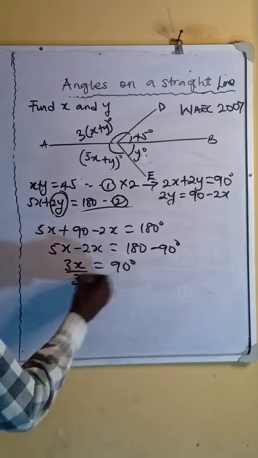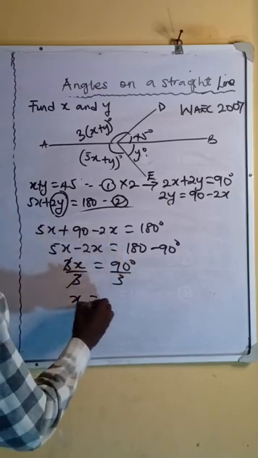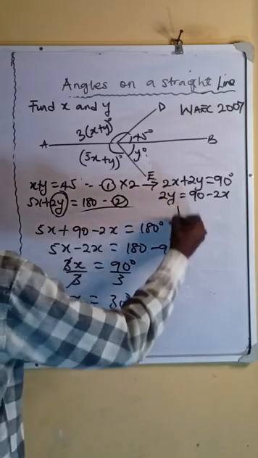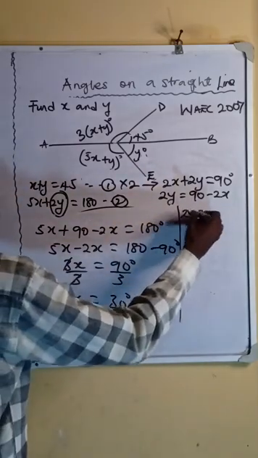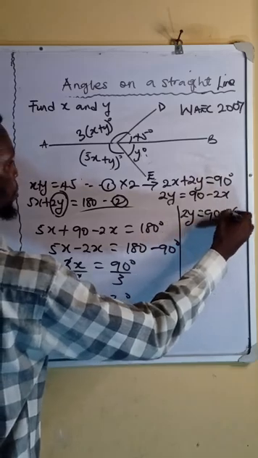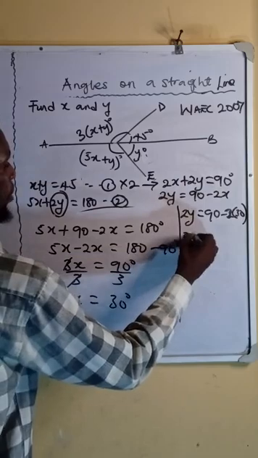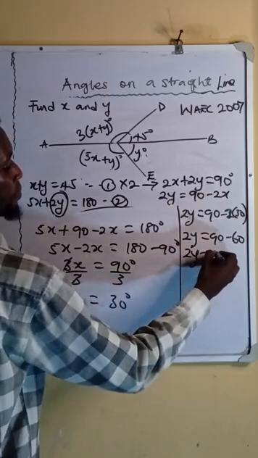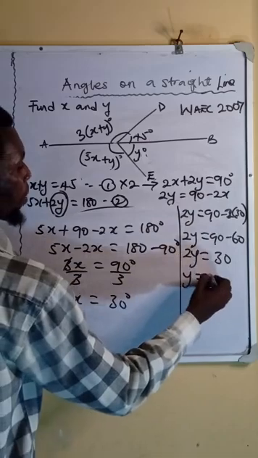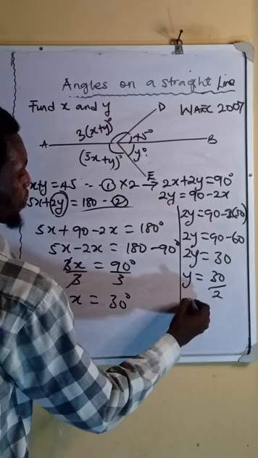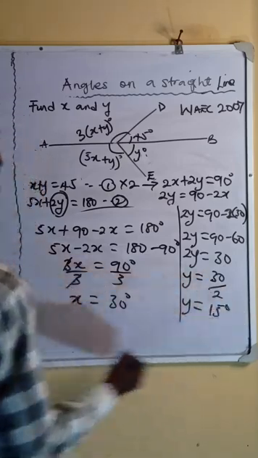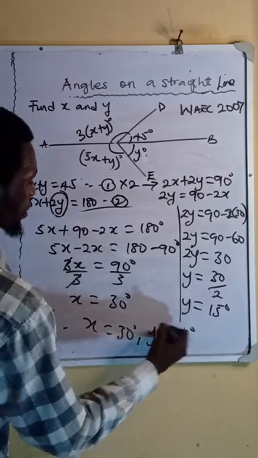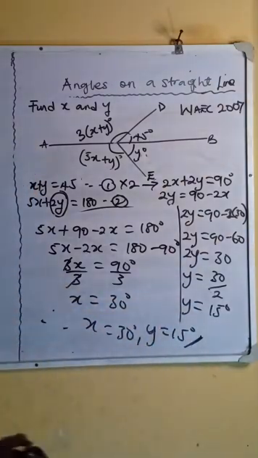So we divide both sides by 3. You have x equals 30 degrees. Now you've gotten x is 30 degrees. So what are we going to do? Come over here. Remember, 2y will be equal to 90 minus 2 times 30. So our 2y will be 90 minus 60, our 2y will be 30. Our y will be 30 divided by 2. If you divide both sides by 2, you have 15. So therefore, x is 30 degrees, y is 15 degrees.